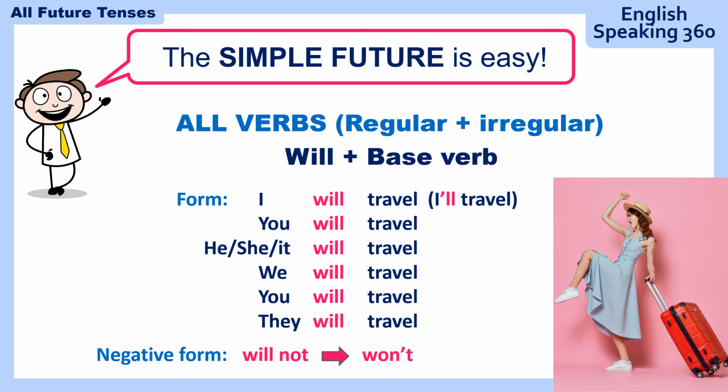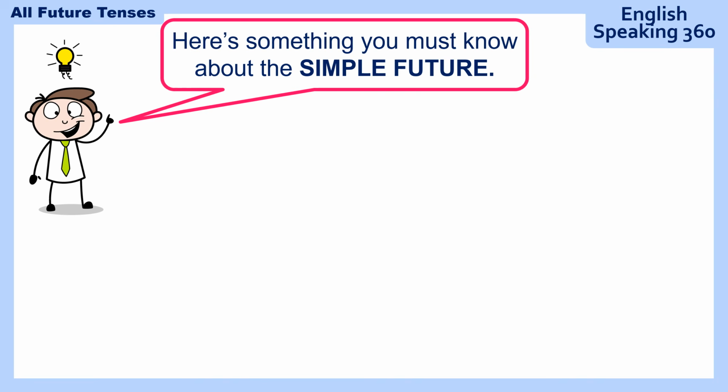The negative form is will not. So I will not travel. But if you contract it, you can say I won't travel.